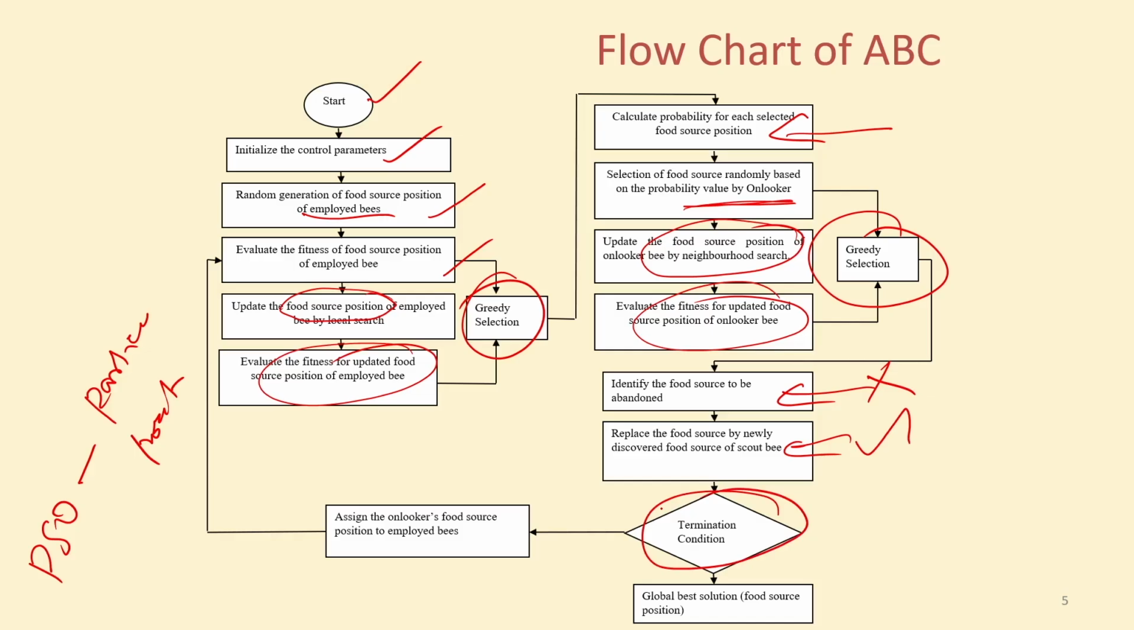If the termination condition is reached, that means yes, then it is stopped by giving out the global best value; otherwise it will again assign the food source position. The process goes on. So, this is the way in which you can implement the artificial bee colony algorithm. Let me illustrate these algorithms step by step with an example.